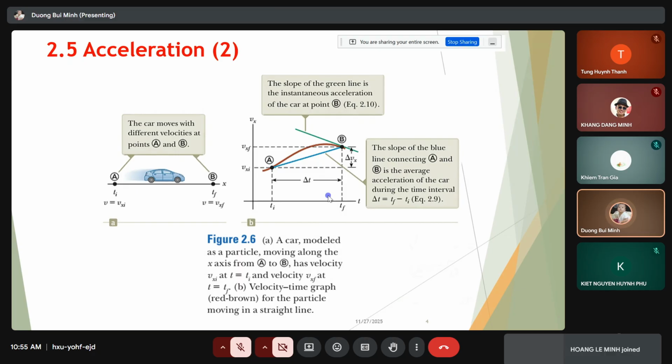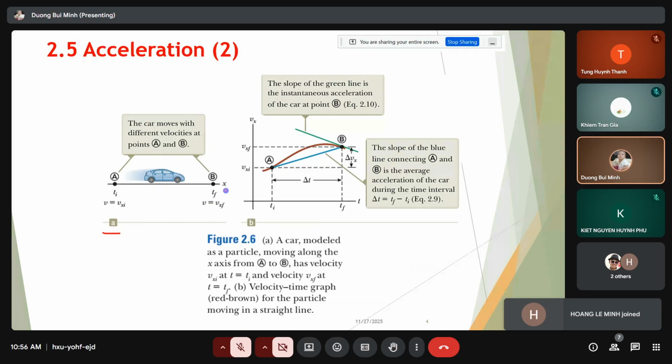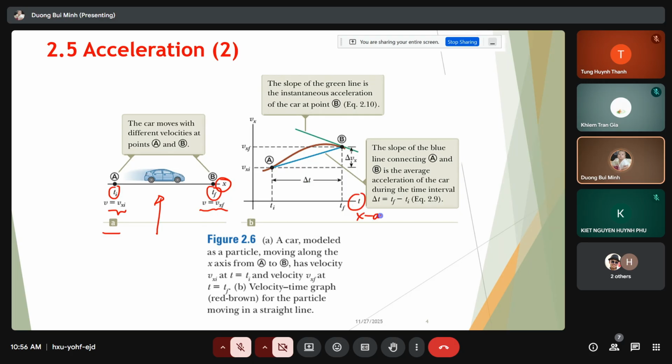So considering figure A, we have the x-axis direction. At ti, you get vxi. At tf, you get vxf. So this is a graphical representation. Now we use an xy coordinate system to indicate the motion of the object. The x-axis is for t, and the y-axis is for vx. Ti, vxi, tf, vxf, and we have the curve like this.